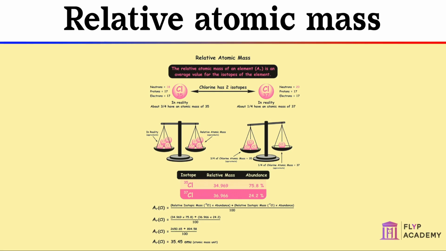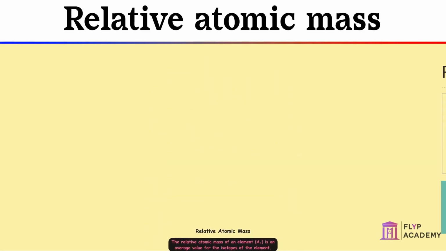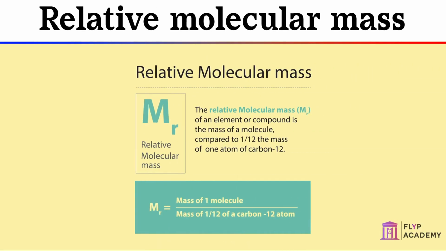Based on this idea, a further term called relative molecular or formula mass, Mr, can be introduced. Relative molecular mass is used for molecules, entities that contain more than one atom. It can be calculated as the sum of the relative atomic masses of all the atoms involved in the molecule.